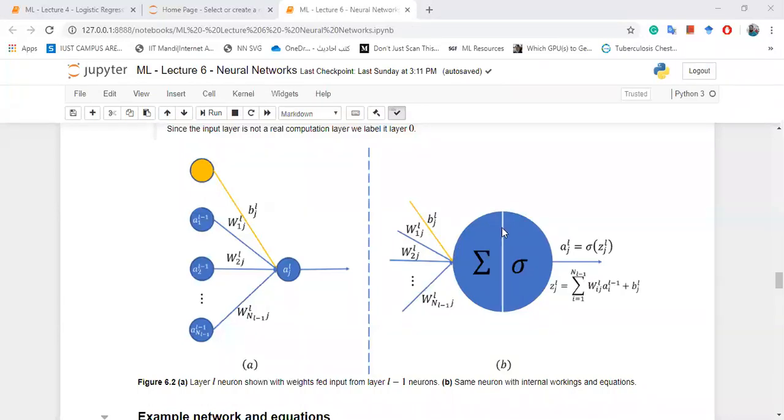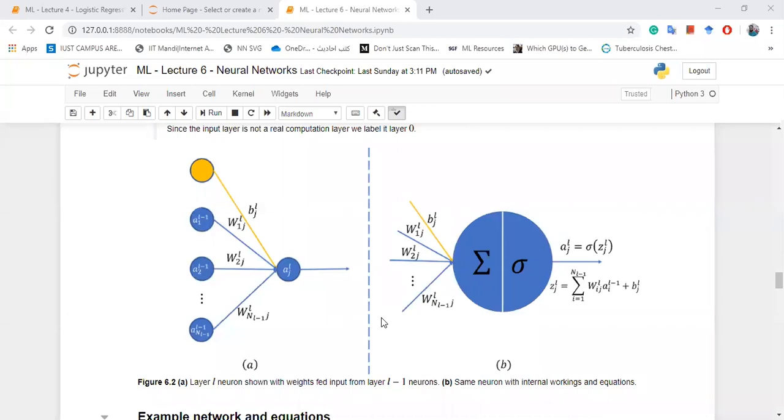Please be comfortable with the notation. Write down all the things. I will provide you all the notes, but be comfortable with the notations. That is how you will be able to understand the difference. Fine. So I will unmute you, and if you have any problem, please raise the question.